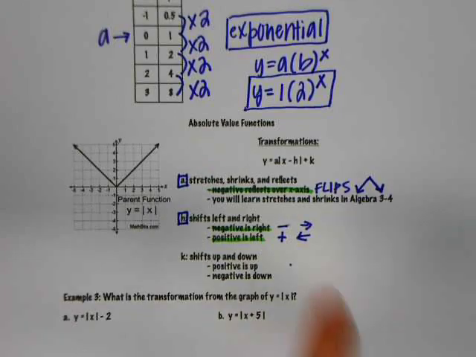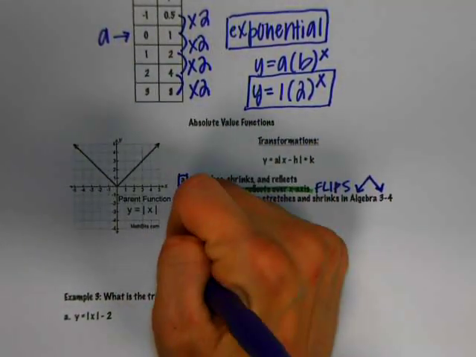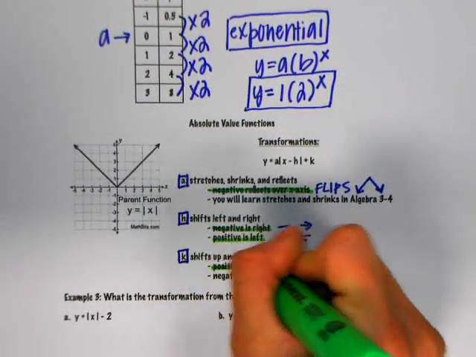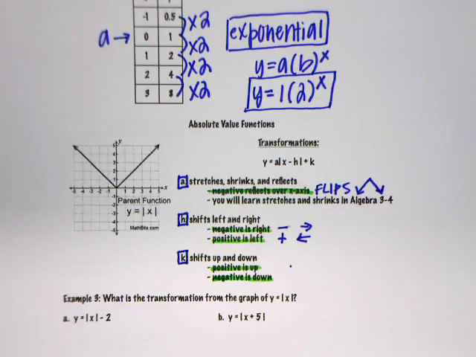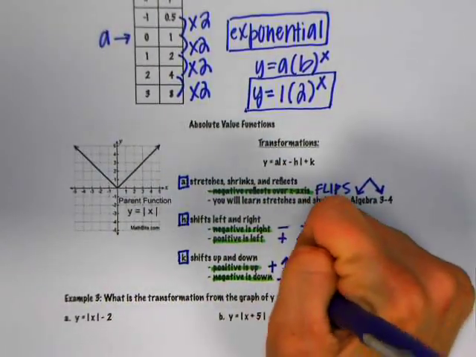And then K is whatever is being added or subtracted after the absolute value bars at the end. And that is your up and down mover. And that one does what you think it's going to do. If it's negative, it goes down. Positive is up. Negative is down.